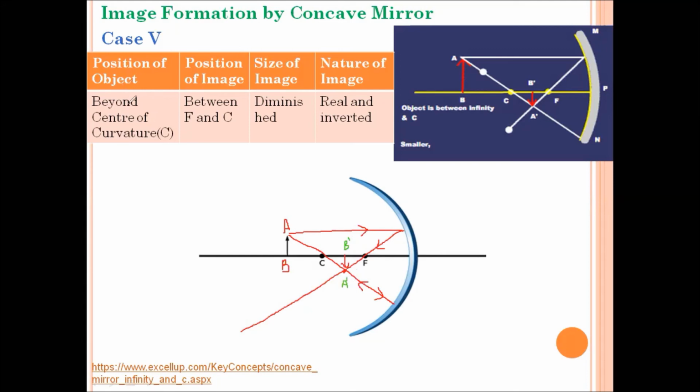So position of object is beyond center of curvature. Position of image is between F and C. Size of image is diminished. We can compare the size of image, A dash B dash is small as compared to size of object AB. So diminished means small size of image. And the nature of image is real and inverted.